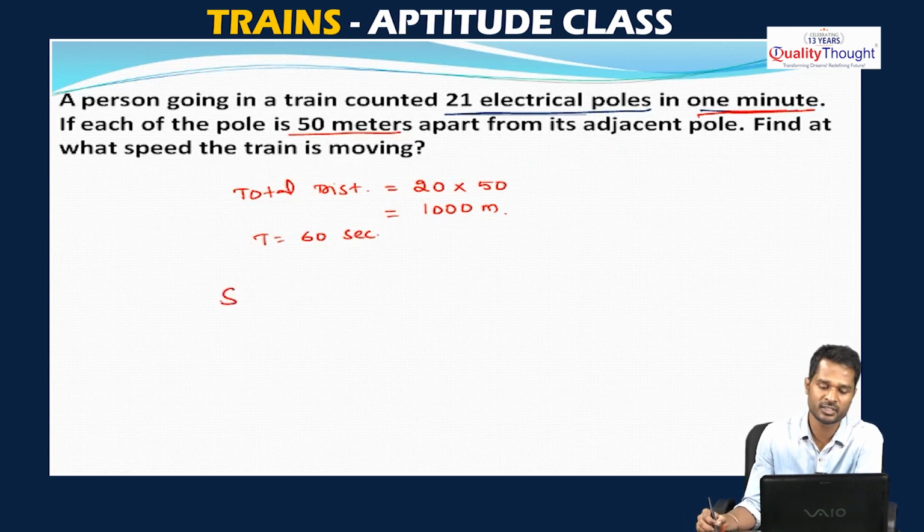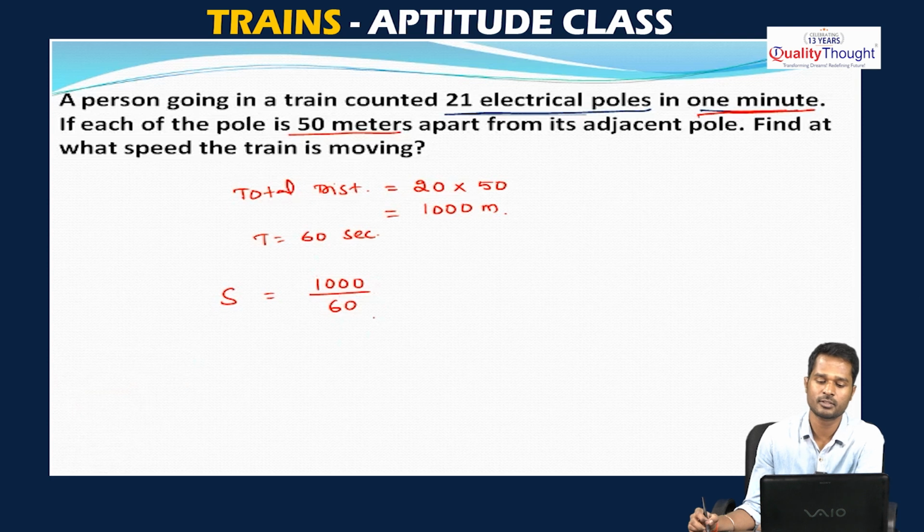So, the speed of the train is 1000 meters by 60 seconds. 1000 meters is the distance travelled by the train in 60 seconds. So, this is meters per second.